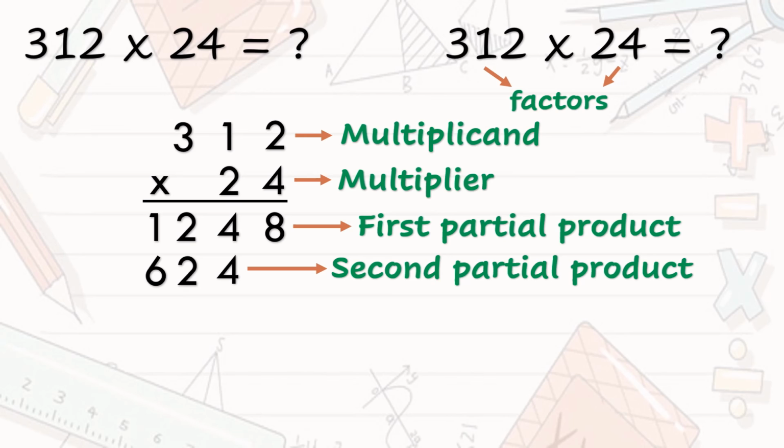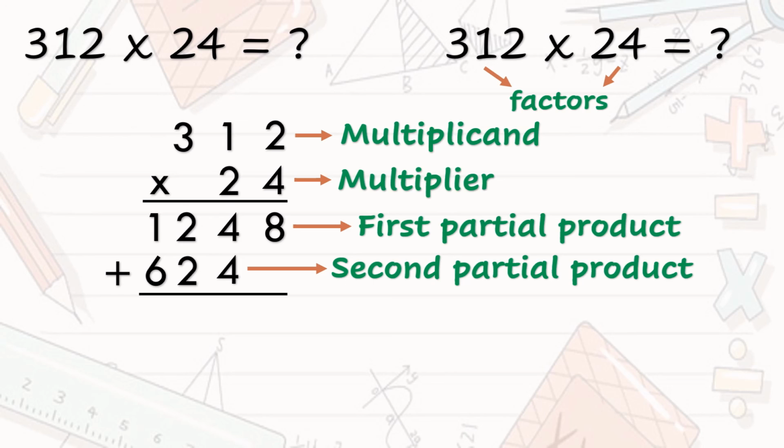Now, 1,248 is known as the first partial product, and 624 is known as the second partial product. Now, what are we going to do with the first partial product and second partial product? Yes, we will add them.